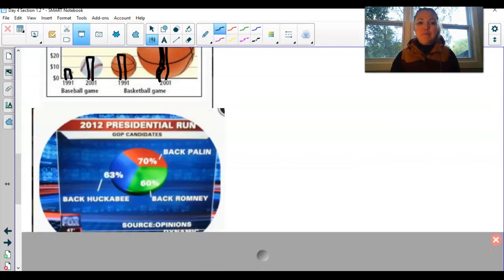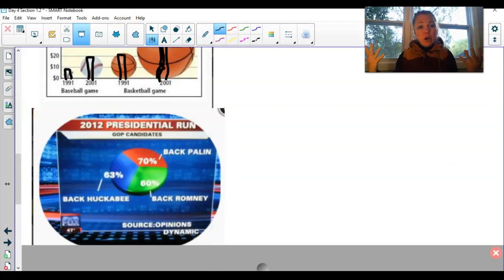Let's look at the next one, okay? This is again, I'd say, okay, what do you notice? Yep, it comes from Fox News. It's from 2012, so a while ago. Looks like we're looking at GOP candidates who are running for president, okay? Or who are going to put their name in the hat for president, right?